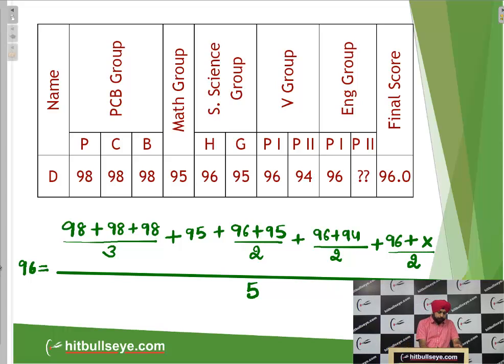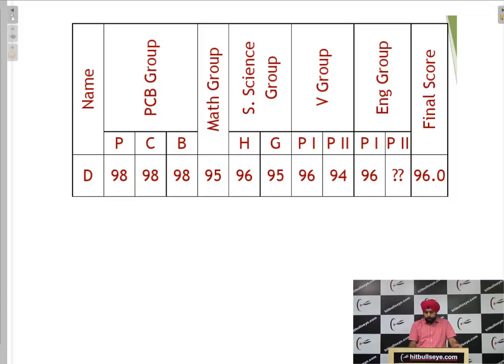Now let's solve the same question with the help of a shorter method. Now what we do here, can we see his PCB group average is 98 whereas his final average is 96. So in the PCB group he has an average which is 2 more. In the mathematics group his score is 95, which is 1 less than the average. In the social science group his average you can see is 95.5, so this is minus 0.5 as compared to 96, students. In the V group his average is 95, which is 1 less than required. And English we don't know.